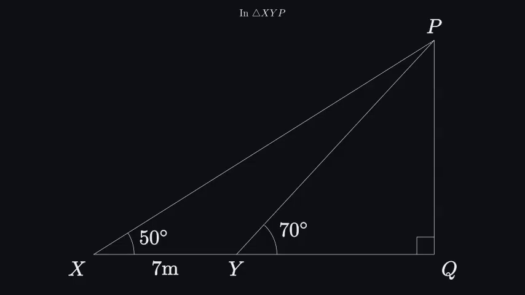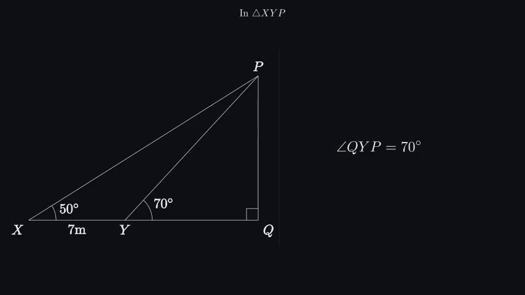To find length of XP, we first use triangle XYP. In this triangle, we know length of XY equals 7 meters. The angle at X is 50 degrees, and we can find the angle at Y. At Y, the given 70 degrees angle is between YQ and YP. But in triangle XYP, the side from Y goes toward X, not toward Q. Since X, Y, and Q are on a straight line, the angle XYP and the 70 degrees angle form a straight line angle. So, angle XYP equals 110 degrees.